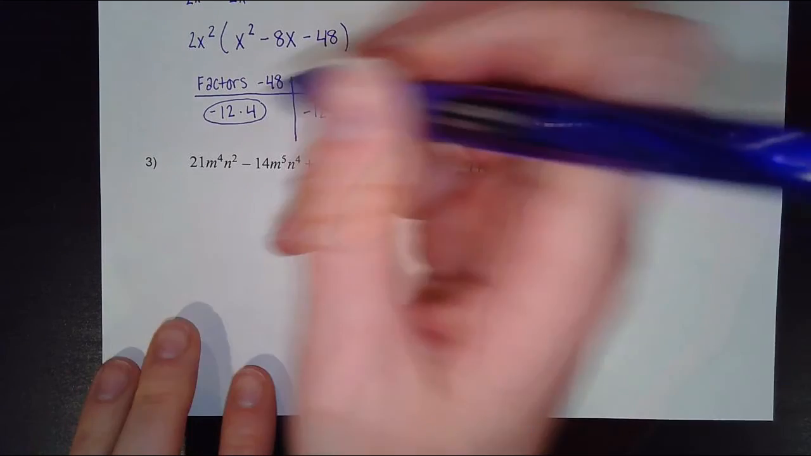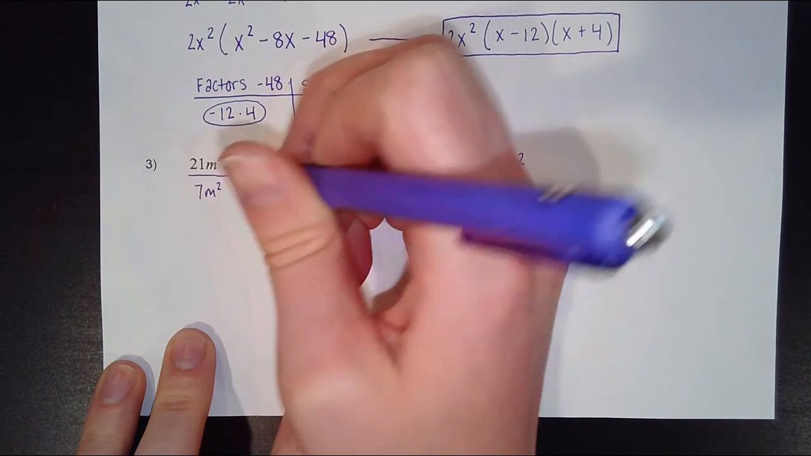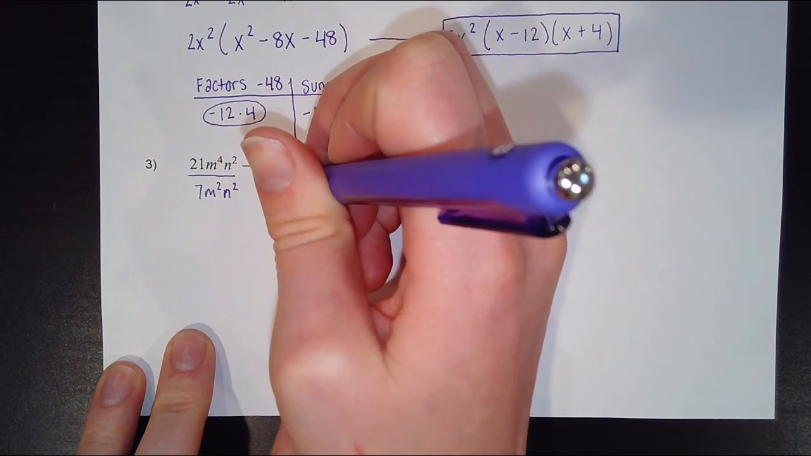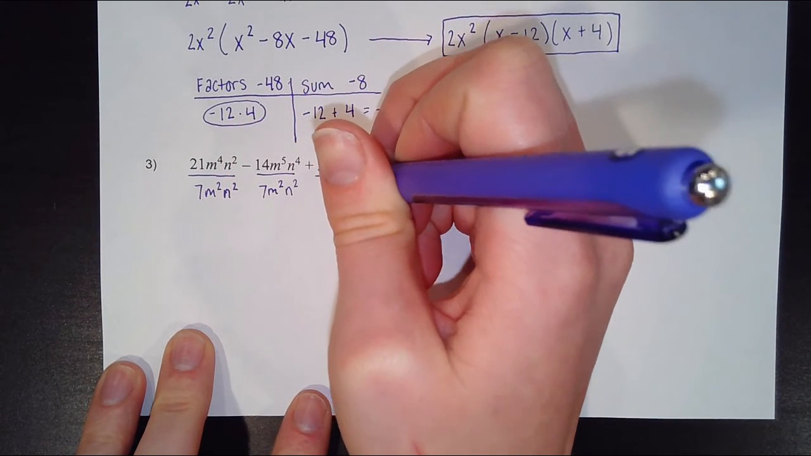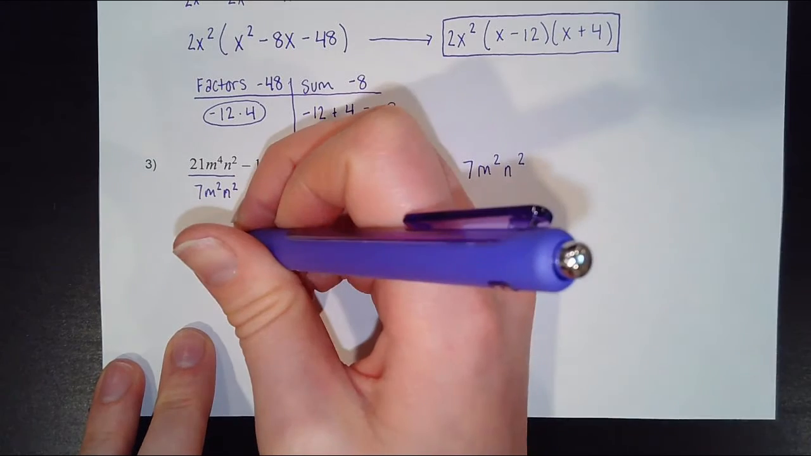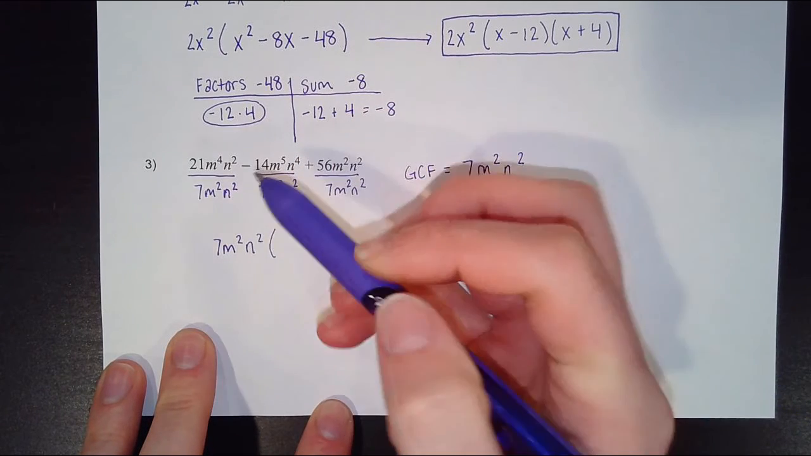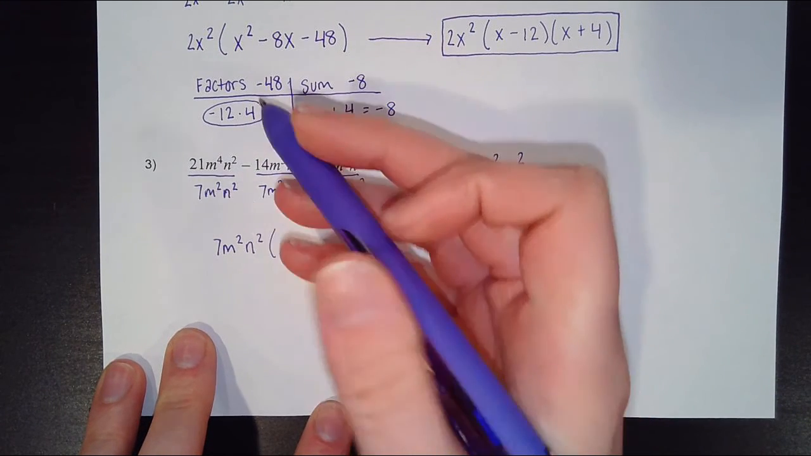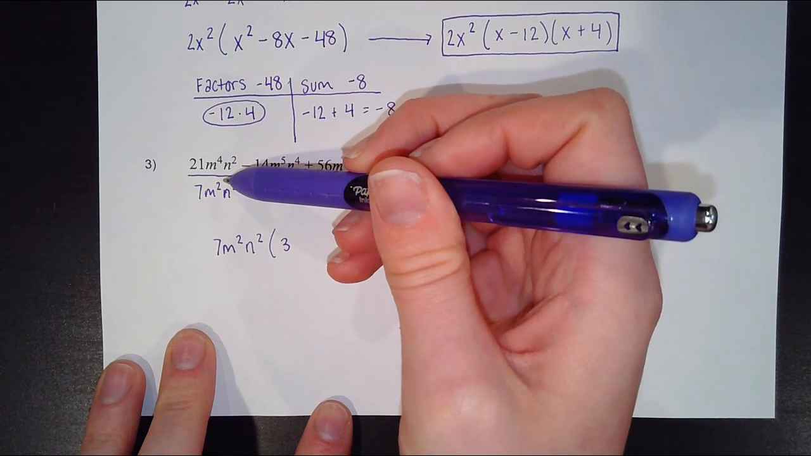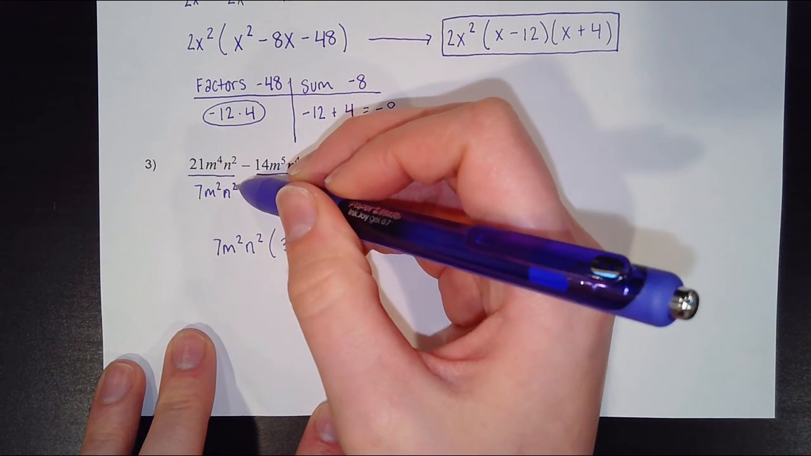And we can go ahead and divide. So we'll divide by 7m squared n squared. And we'll write our answer. So that greatest common factor will go on the outside. In the parentheses, 21 divided by 7 is 3. Subtract our m's: 4 minus 2 is 2. And for n, 2 minus 2 is 0, so our n squareds cancel.